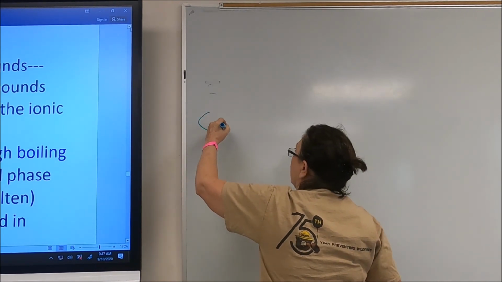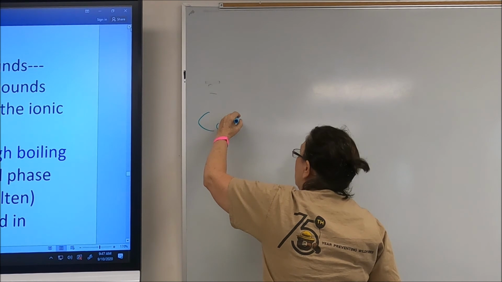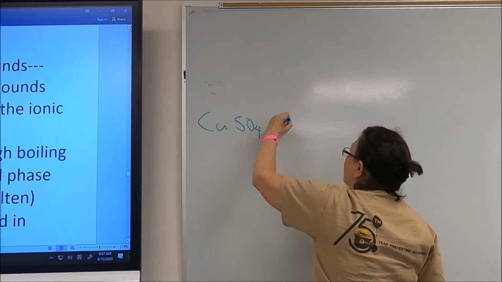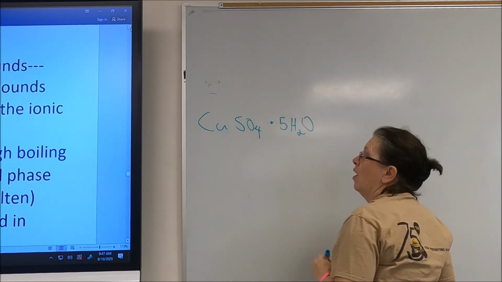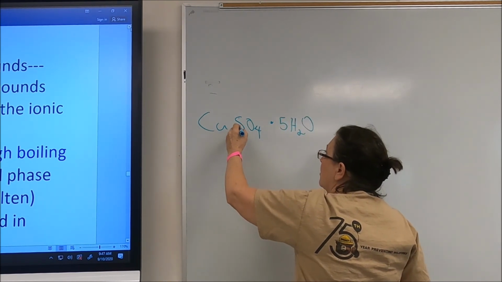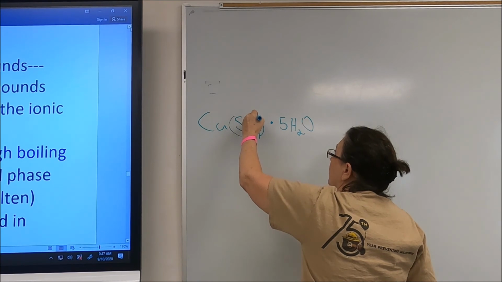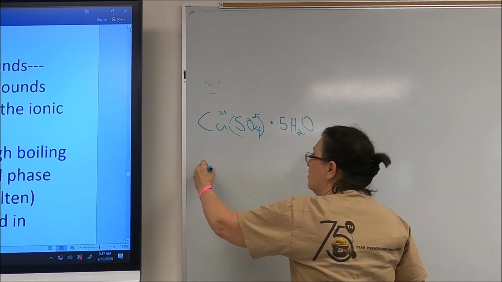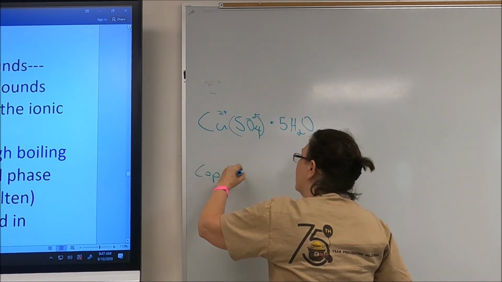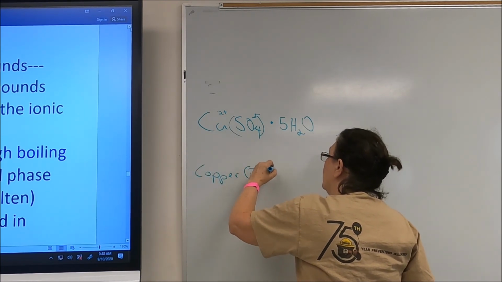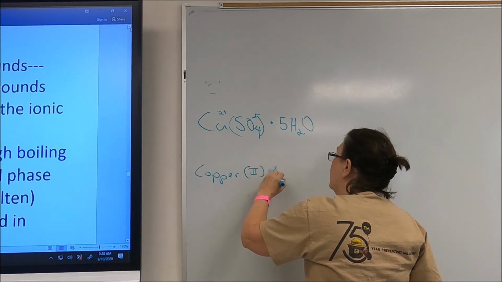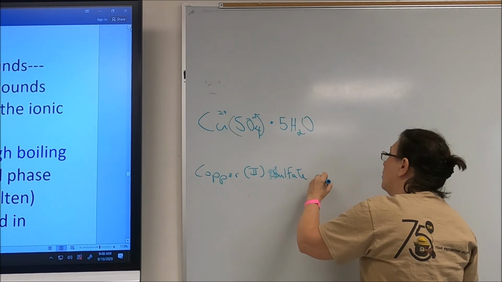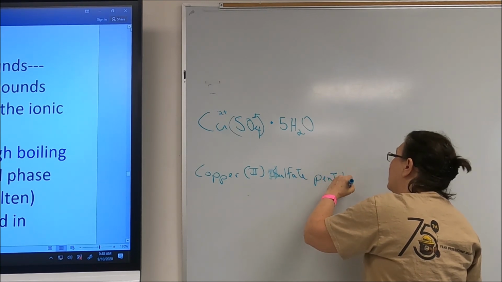Let's look at this one. CuSO4 dot 5H2O. Well, this is the sulfate ion. It's 2 minus. So the copper there has to be 2 plus. So this is copper 2 sulfate. And there are 5 waters, so I go pentahydrate.